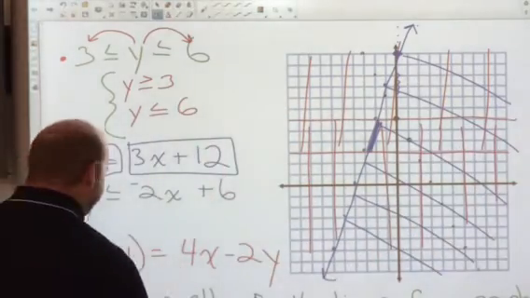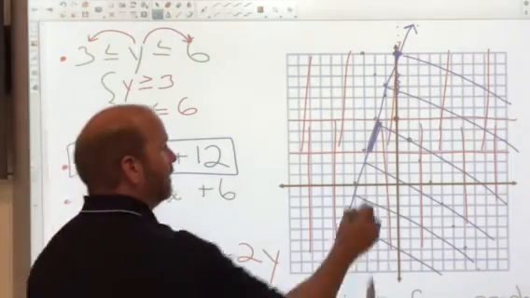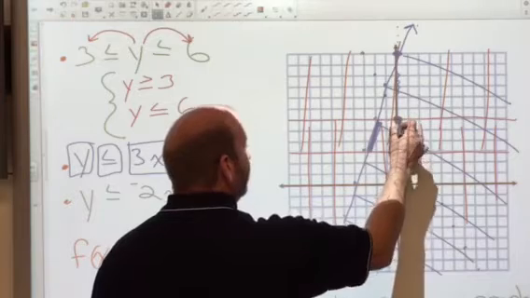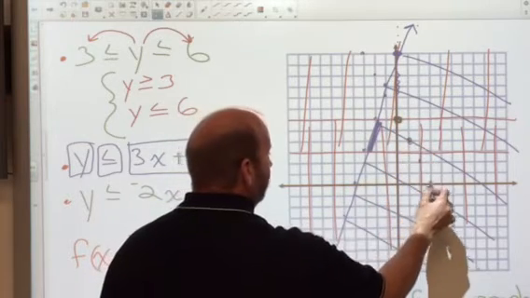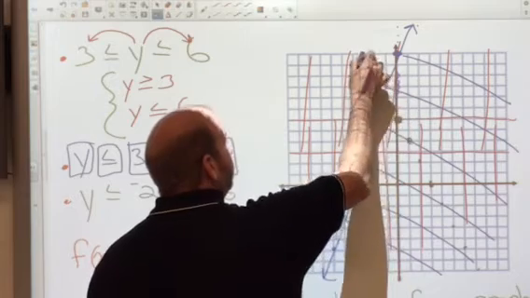Now the black one, y is less than or equal to negative 2x plus 6. I have a y-intercept already graphed. Down 2, right 1, down 2, right 1, down 2, right 1. So this line is going through these points.